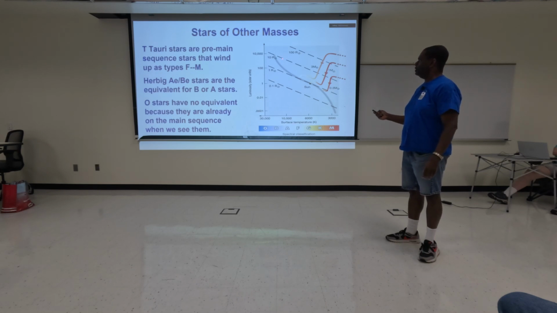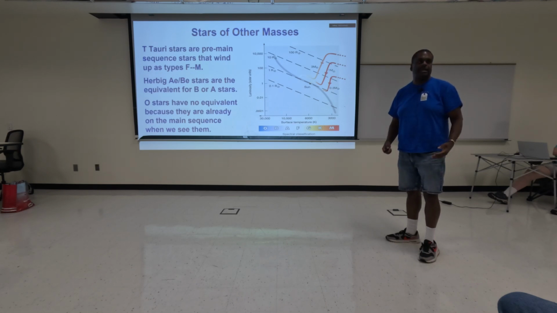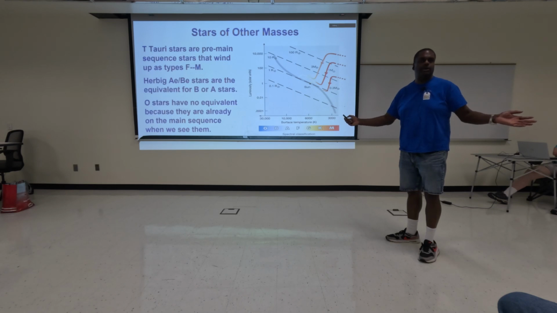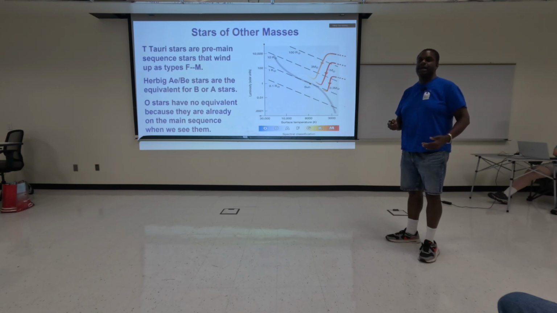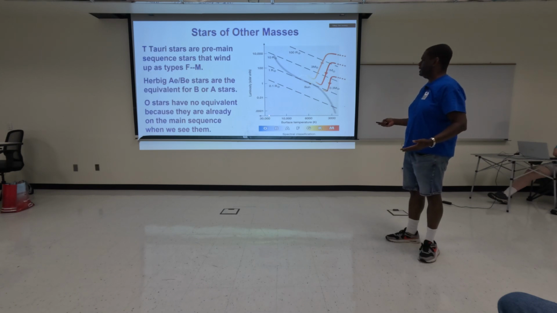O stars are already on the main sequence by the time we see them, by the time they clear the dust. And therefore there's no protostar that's going to be an O star, because they go to the main sequence so fast that by the time we see them, they're already there. So any protostar will be either Herbig A or B, or T Tauri, F through M.